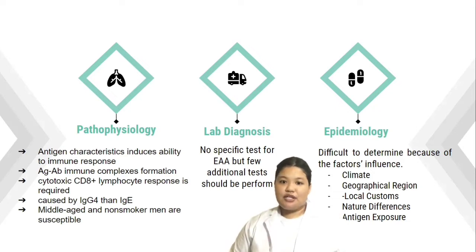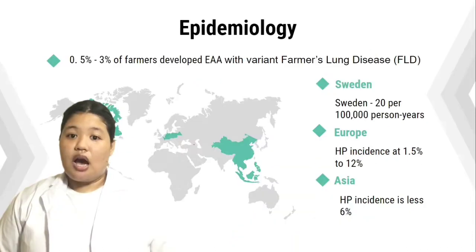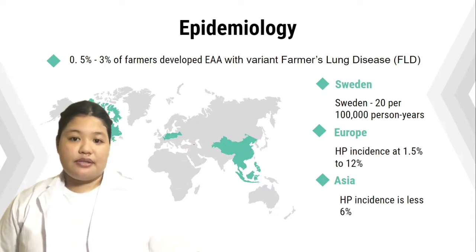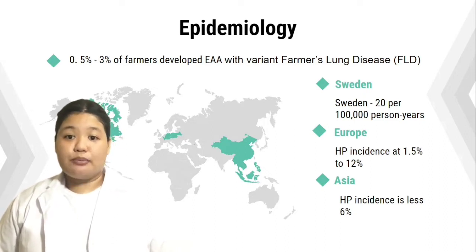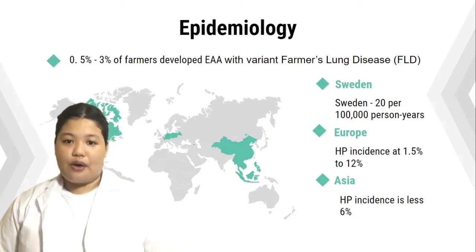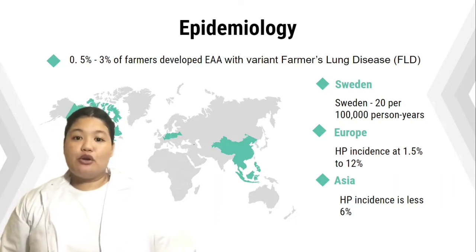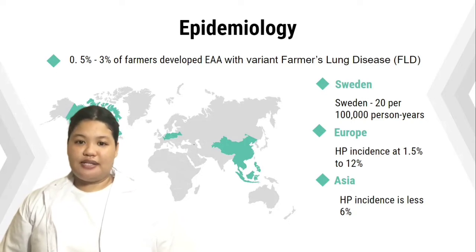The exact prevalence of EAA is difficult to determine since it is influenced by many factors including climate, geographical region, local customs, and differences in the nature and the intensity of exposure to antigens. Approximately 0.5% to 3% of farmers develop EAA, with the variant FLD associated with higher mortality rates, which is a significant cause of morbidity among farm workers. Mild HP may also be misdiagnosed due to nonspecific findings.